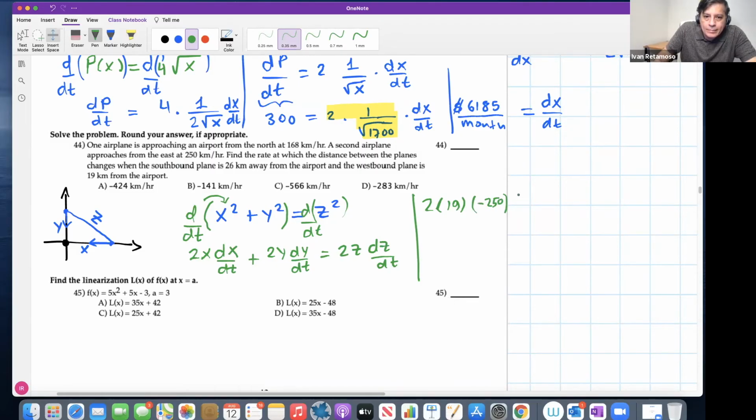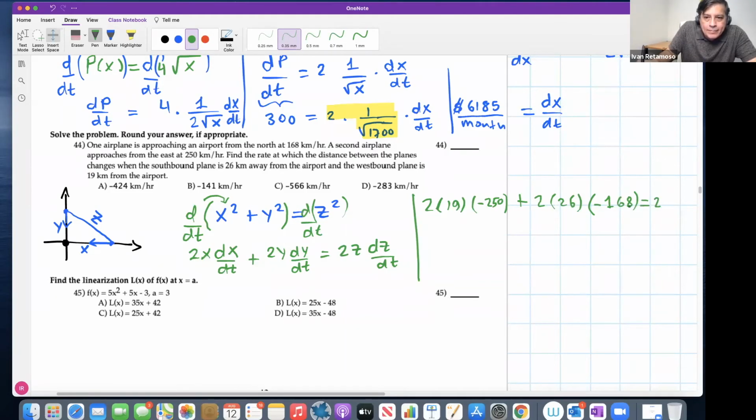Great. Plus twice the distance y, this other distance, 26, multiplied by the rate of change of y. They say that this airplane is coming closer and closer to the airport at this rate, 168. But since the distance y is decreasing over time, negative, right? Negative. Very good. That's that. And this is going to be equal to twice z.